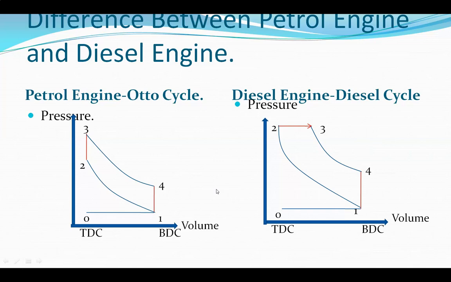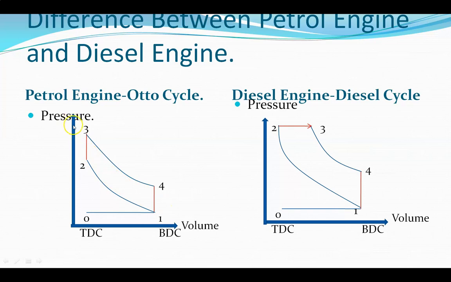In today's presentation, we want to see the differences between petrol engine and diesel engine. On our chart here, what we have is the petrol engine, Otto Cycle, and diesel engine, Diesel Cycle. The Otto Cycle is an idealized thermodynamic process that is used to describe the working of petrol engine.